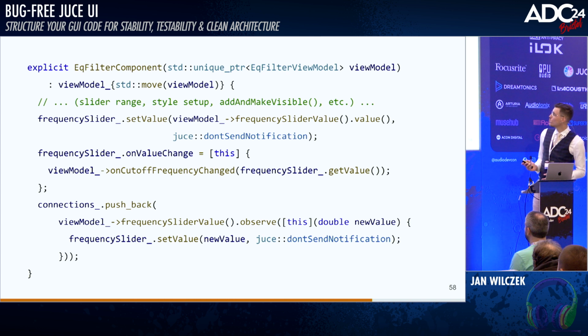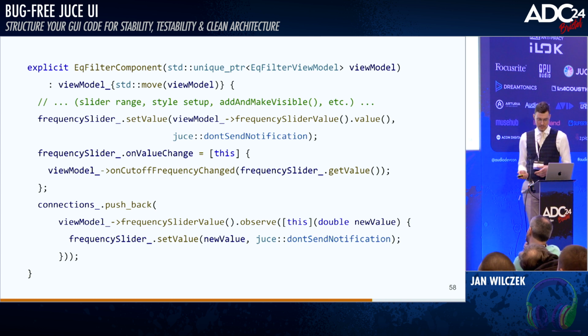So once we create the view with the slider, we can immediately set its value to what's in the view model. Then we do the typical JUCE thing, right? We just override the callback if the slider value changes, and then we just notify the view model, and we observe the view model if the frequency slider value changes. And this is all that the view does.